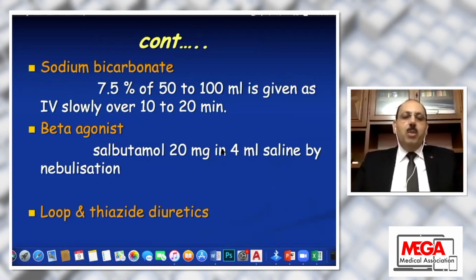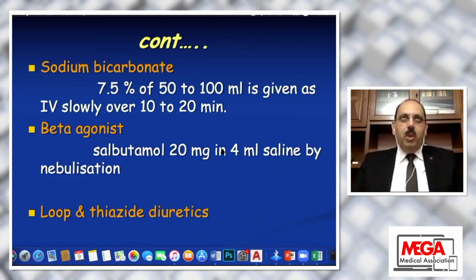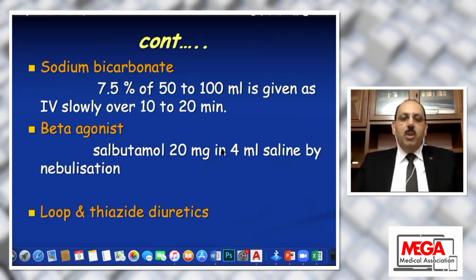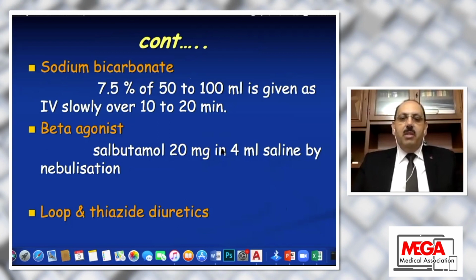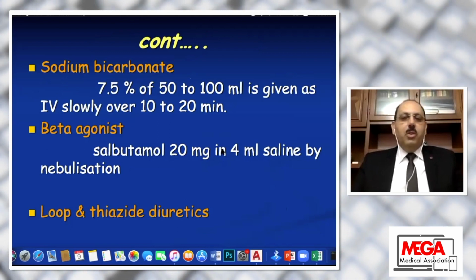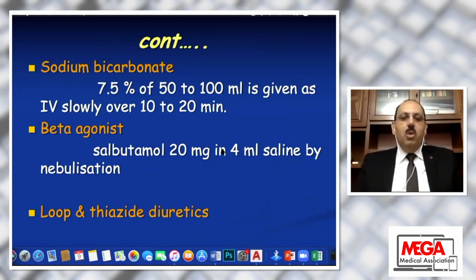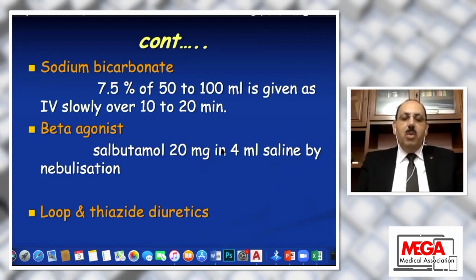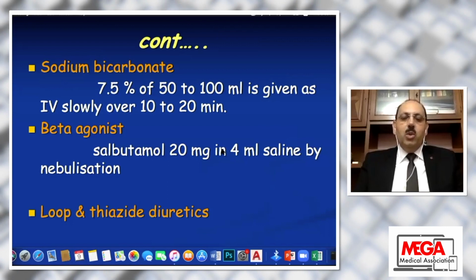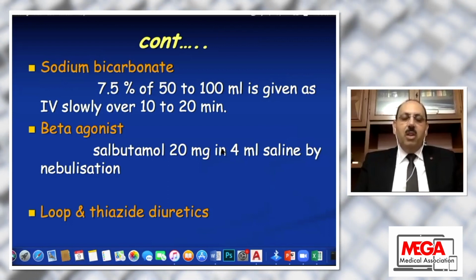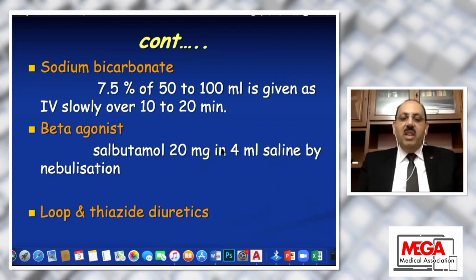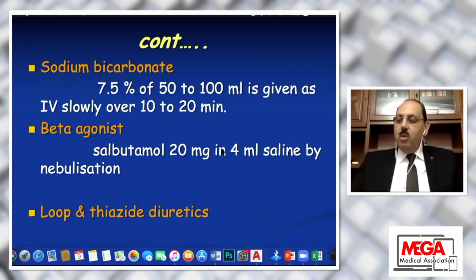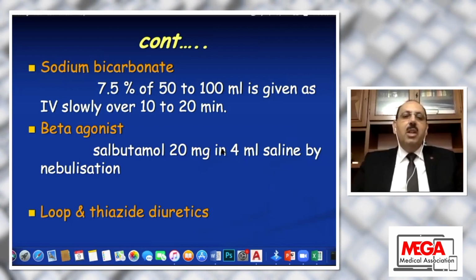Then sodium bicarbonate also helps to shift potassium intracellularly by using 7.5%, 50 to 100 ml of sodium bicarbonate given slowly over 10 to 20 minutes. The beta-2 agonist as salbutamol given by inhalation also shifts potassium intracellularly. The loop and thiazide diuretics in order to promote potassium excretion.